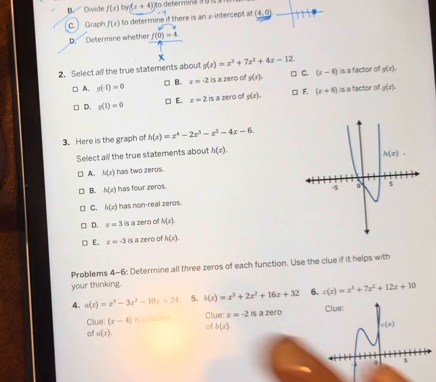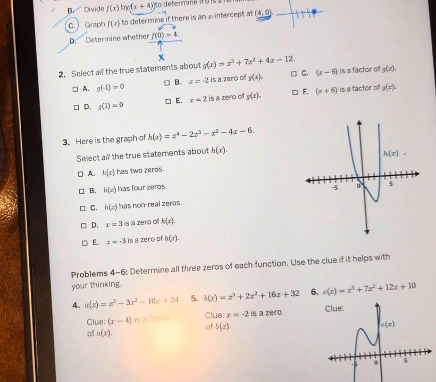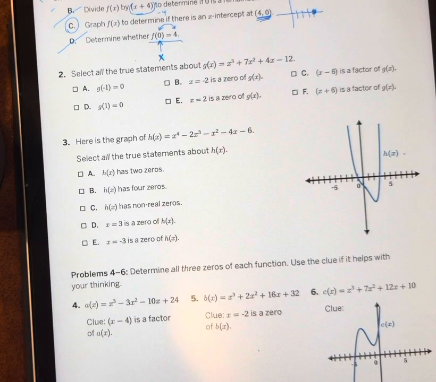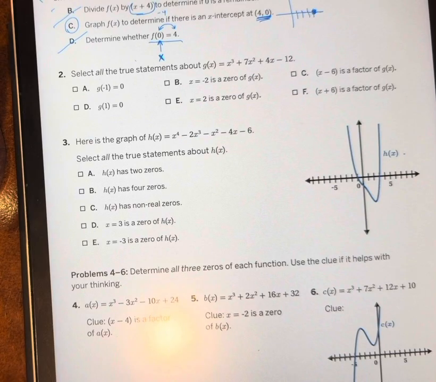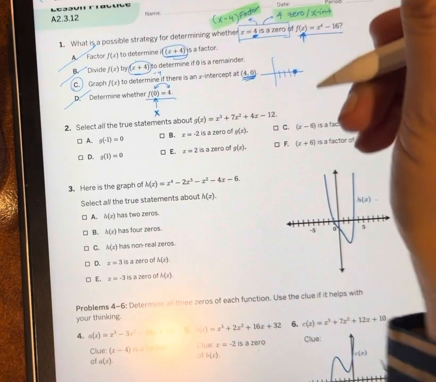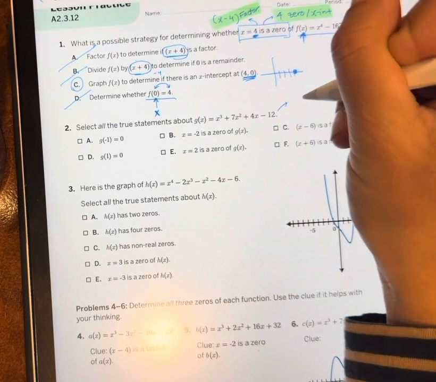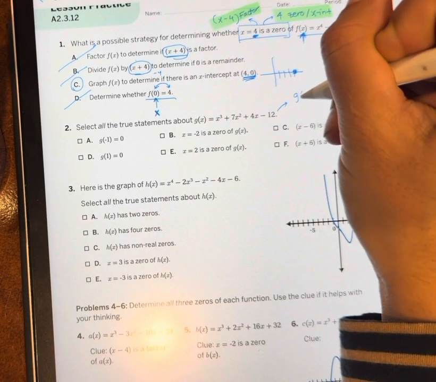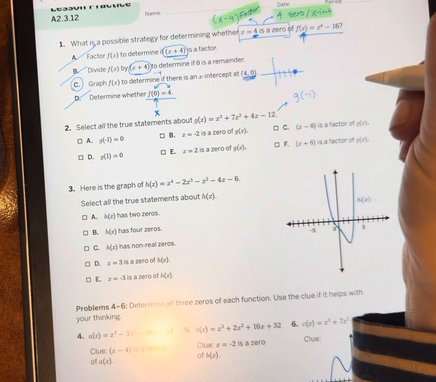Okay, let's move on. Select all the true statements about g of x equals blah, blah, blah. Oh man, I'm gonna have to check them all, aren't I? All right. Let's get to work. I gotta check them all. Okay. I'm so tired, you guys. I was saying I was tired in the last video, and I started making this one right after it.